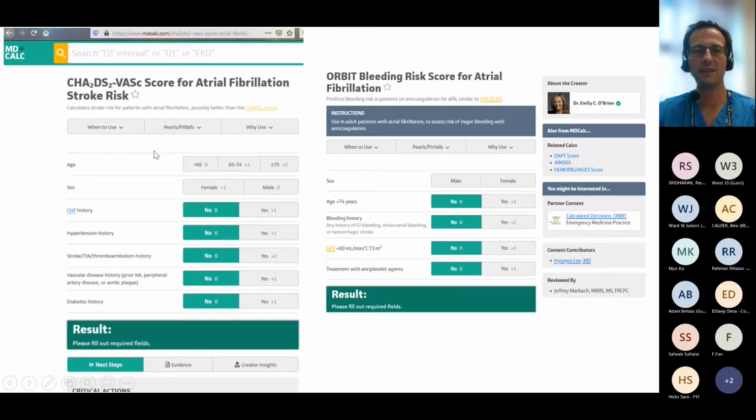If somebody has a high CHA2DS2-VASc score and a high ORBIT score or HAS-BLED score, what we tend to do is subtract one from the other. So if your CHA2DS2-VASc score is 5 and your HAS-BLED score is 5 or 4, you would end up anticoagulating. But if your HAS-BLED score was 6, you wouldn't. Whether you can really do that or not with the ORBIT, probably, but it's less established in that way.